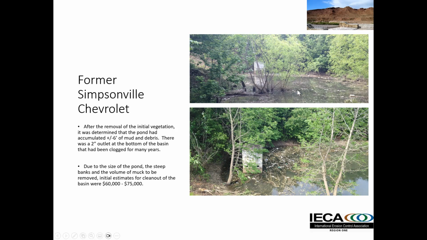So this is what the pond looked like after the vegetation was removed, but it would rain. You can see the orifices here in this picture that are several feet above the bottom of the pond, but there was no low flow orifice. Again, that was clogged.